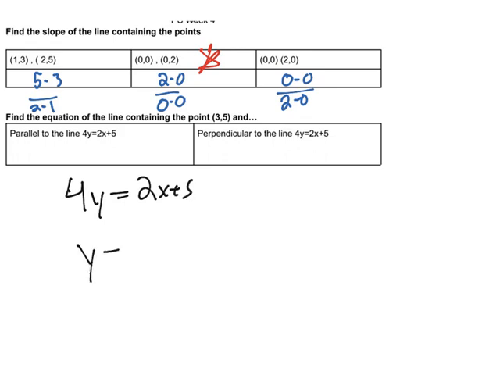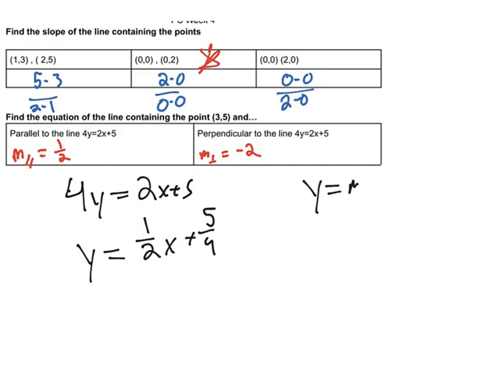We should put it into slope-intercept form first, which I just did by dividing both sides by 4. So that gives me 1/2 x. For the line parallel, a parallel slope is going to be the exact same slope. The perpendicular slope is going to be the opposite reciprocal. Now I just use either point-slope or slope-intercept form. Let's try that.